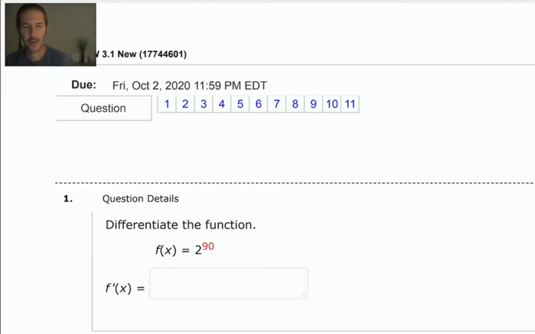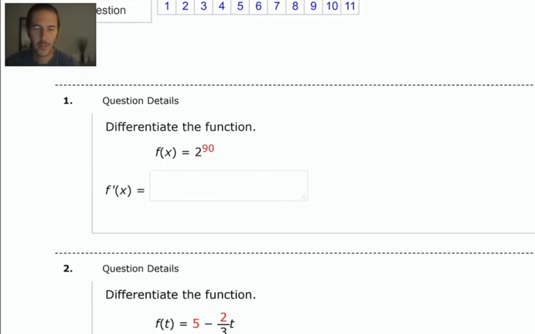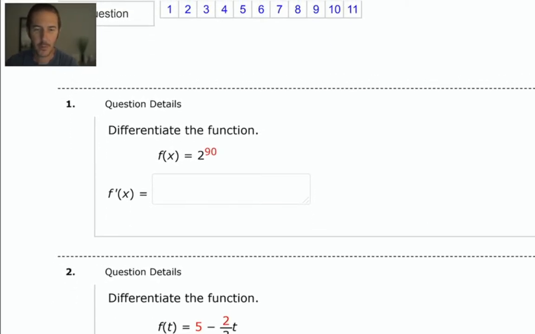Okay, here we go. So in this first problem, we're taking the derivative of 2 to the 90th power now. And 2 to the 90th power is just a number. It's a really big number. But whether you're taking the derivative of a constant value that's small or a constant value that's large, the slope of that graph is still going to be 0 everywhere.